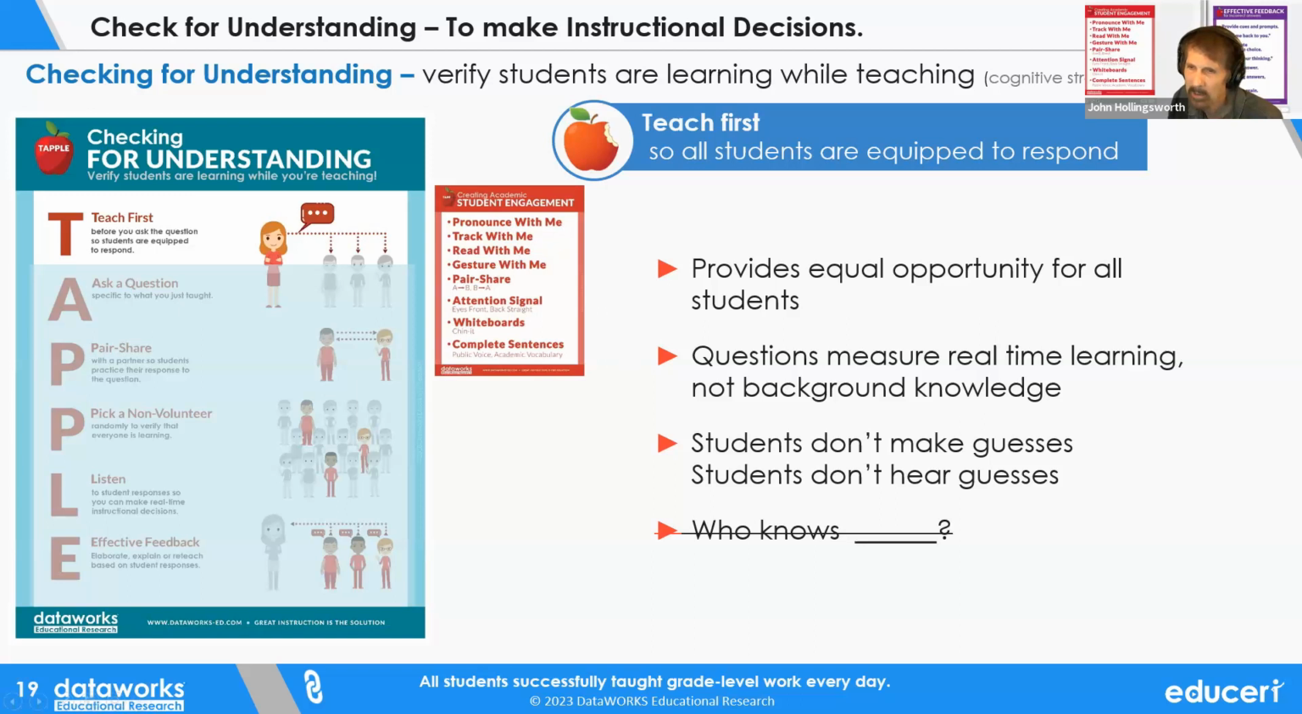All right. Equal opportunity. We're not starting with who knows. Who knows is a guessing game. You start hearing the wrong answers. The students are learning the wrong answers. So we're trying to measure in real time and not background knowledge. Who knows is measuring background knowledge. You're trying to measure what the students are learning from what I'm teaching right now. We don't want guesses and hearing guesses. All right, let's do the second one.